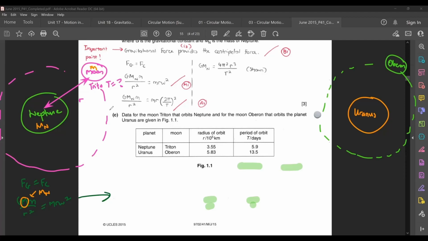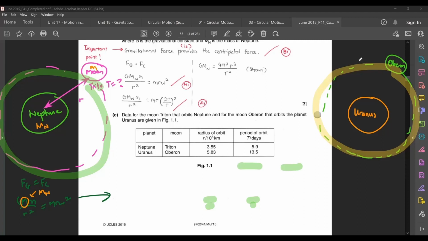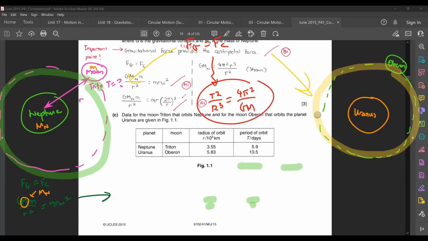Okay, now in the case for Triton orbiting around Neptune, and in the case of Oberon orbiting around Uranus, the same equation actually applies to both cases. You can actually say that for both cases, Fg equals Fc, which in turn will give you T squared over r cubed equals 4 pi squared over GM. Eventually, this is Kepler's third law.